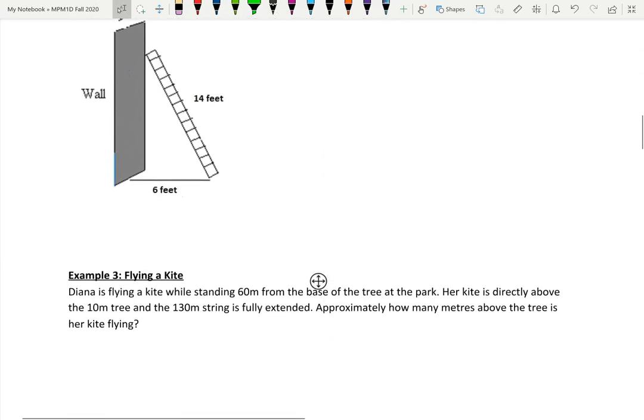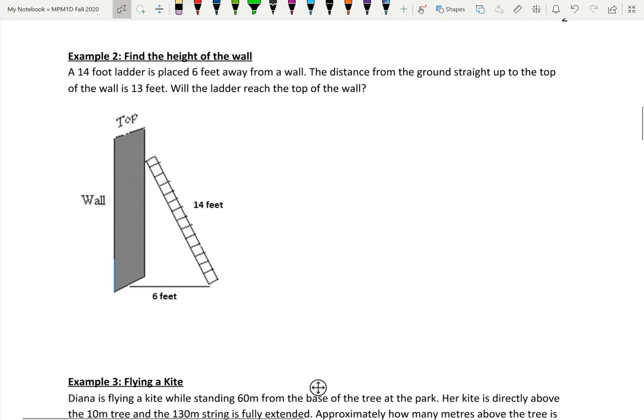Okay, let's practice the Pythagorean theorem in a word problem. A 14-foot ladder is placed 6 feet away from a wall. So this ladder is 14 feet long, and it's leaned up against a wall. The distance from the ground straight up to the top of the wall is 13 feet. So from here all the way to here, floor to ceiling, 13 feet.